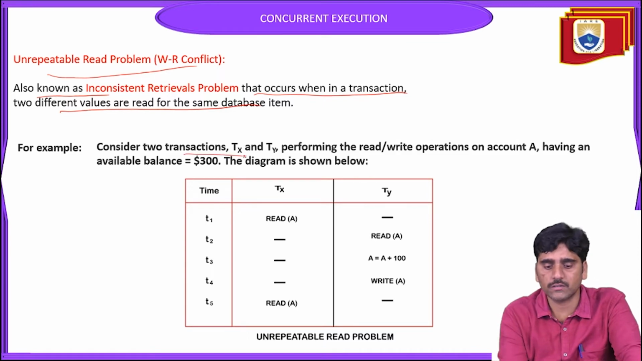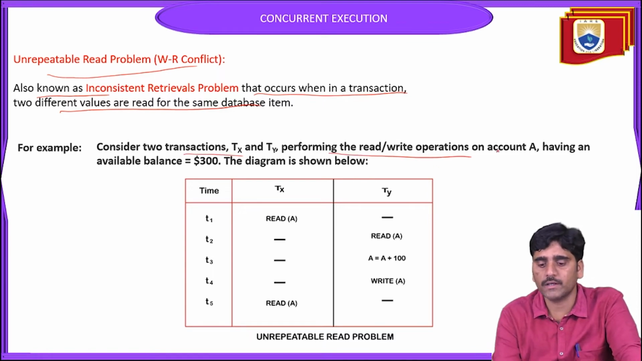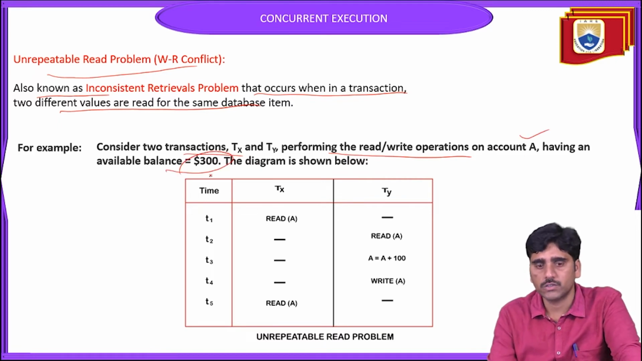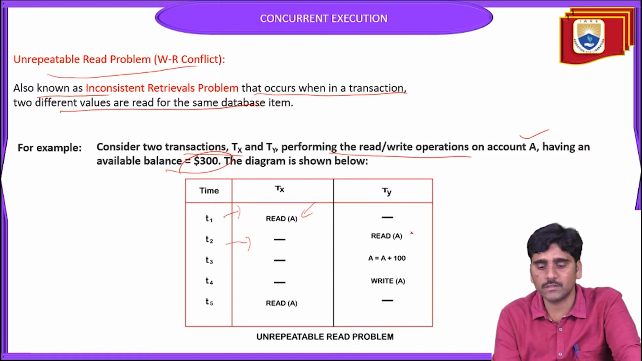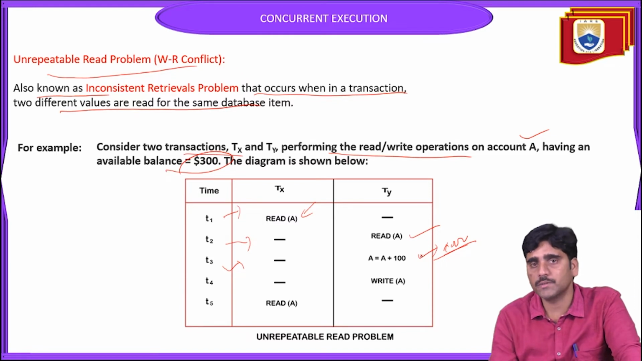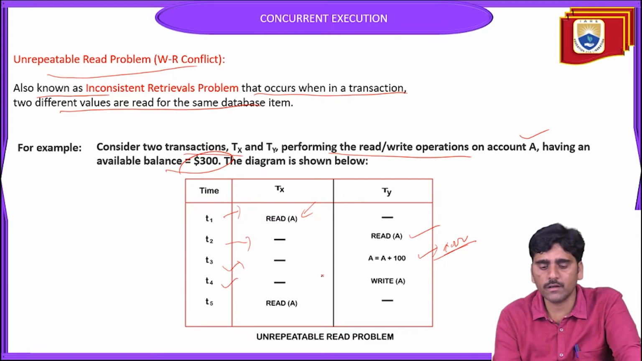Consider two transactions, TX and TY, performing read or write operations on account A, having an available balance of 300. At time t1, TX reads the value 300, and at time t2, transaction TY reads the value 300. At time t3, the transaction performs an update operation of 100 rupees, that is, 100 rupees is credited into the account. At time t4, the value of account A is updated from 300 to 400.